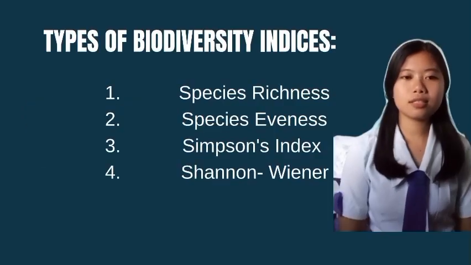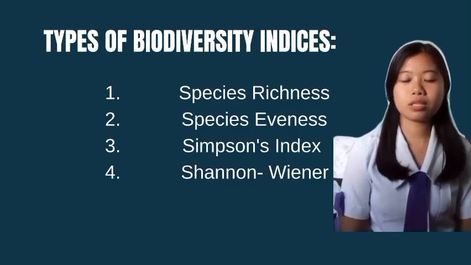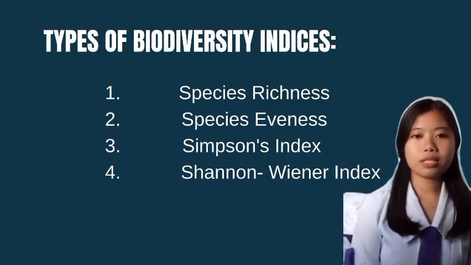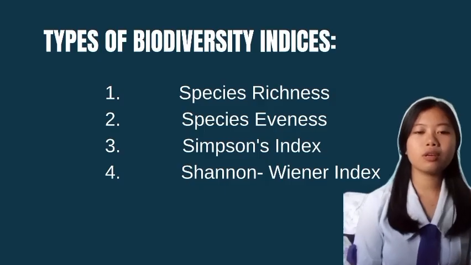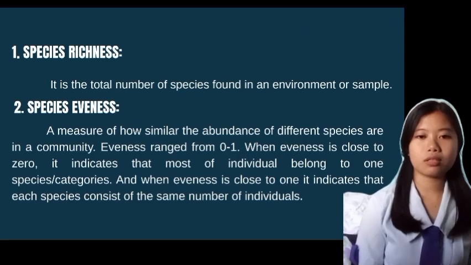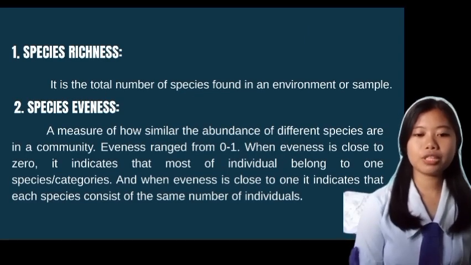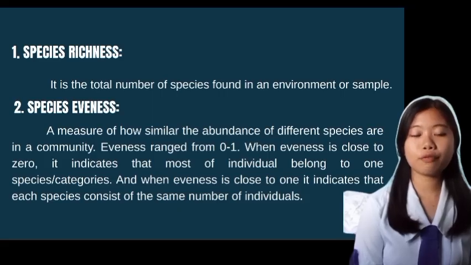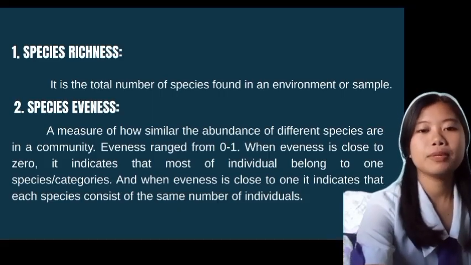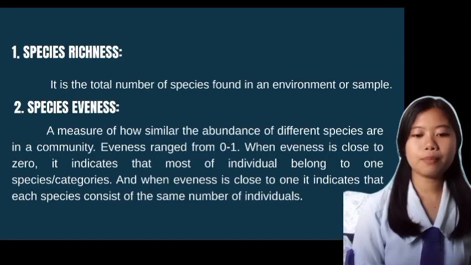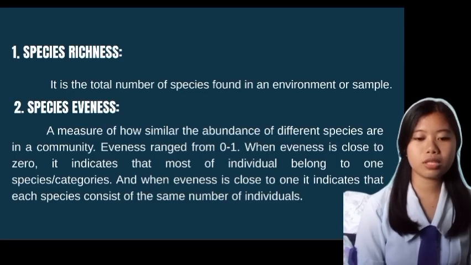For the analysis, there are types of biodiversity indices. First is the species richness, then species evenness, the Simpson index, and the Shannon-Wiener index. The species richness is the total number of species found in an environment or a sample. The species evenness is a measure of how similar the abundances of different species are in a community.